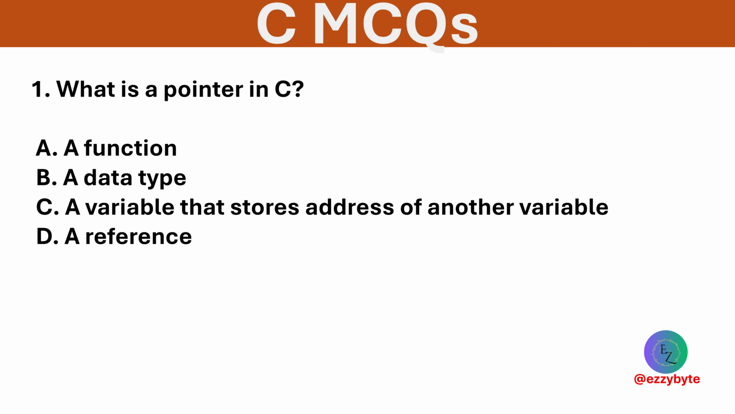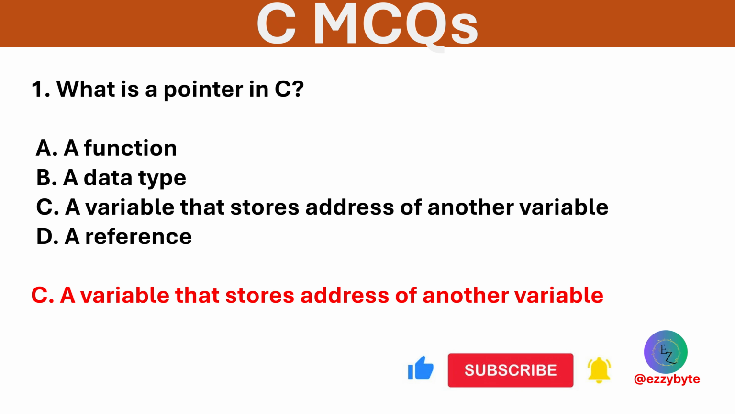Options are a function, a data type, a variable that stores address of another variable, and a reference. Option C is correct. A pointer holds the memory address of another variable.